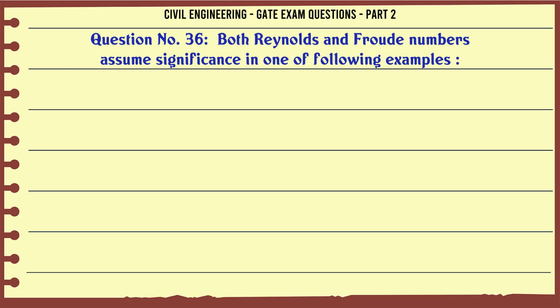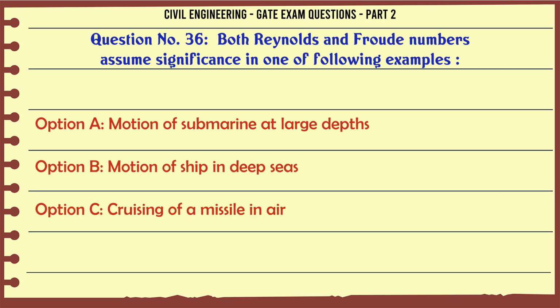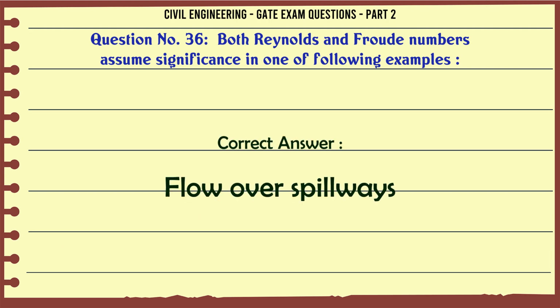Both Reynolds and Froude numbers assume significance in one of the following examples. A. Motion of submarine at large depths. B. Motion of ship in deep seas. C. Cruising of a missile in air. D. Flow over spillways. The correct answer is flow over spillways.